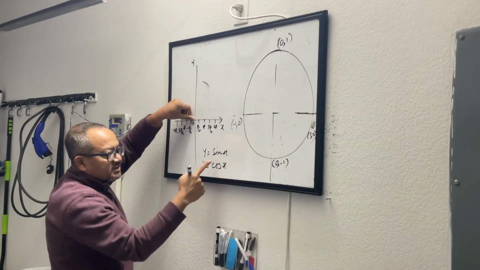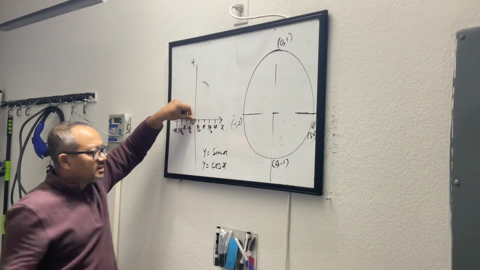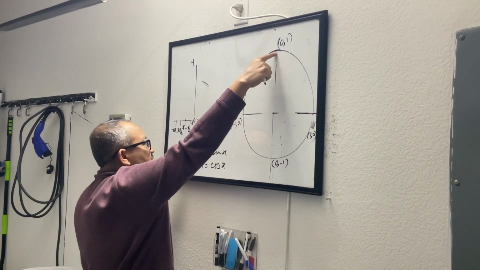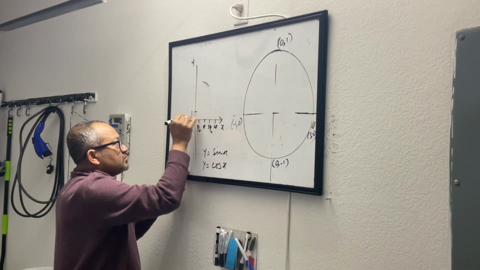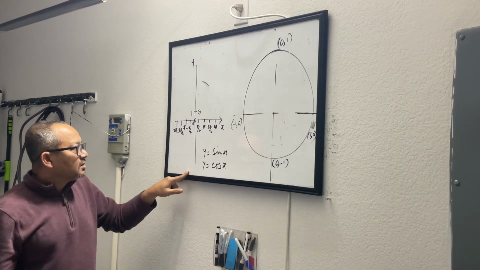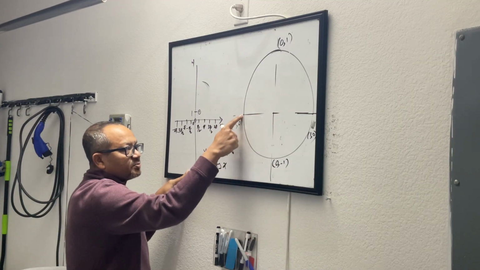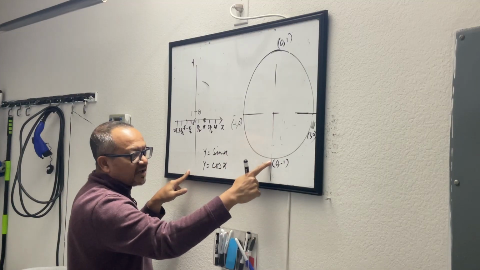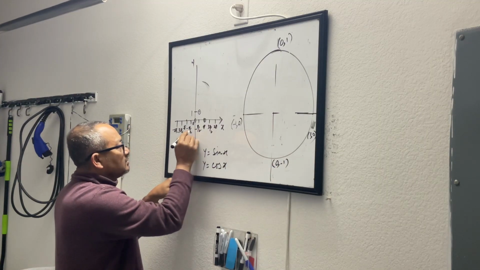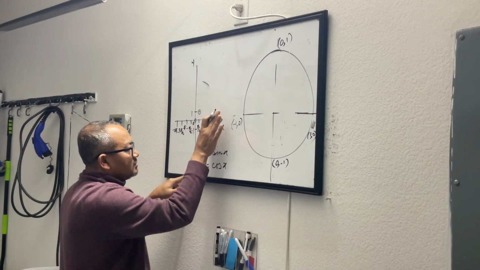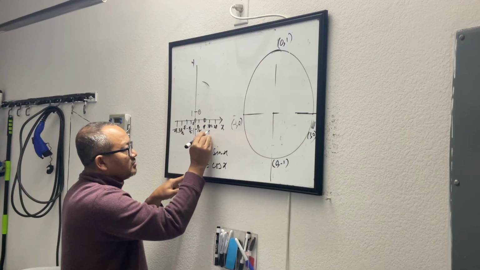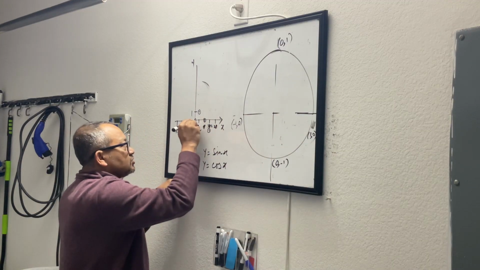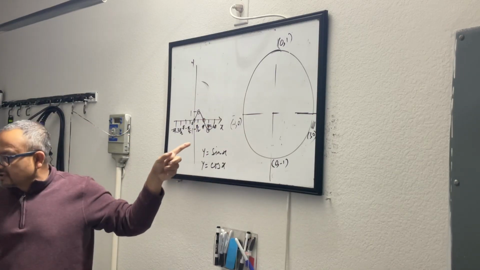the angle is 0, sine of 0 is 0, right? So y will be 0. When my angle is pi by 2, my sine of pi by 2 will be 1, so this is 1. When my angle is pi, my sine becomes 0. When my angle becomes 3 pi by 2, my sine becomes minus 1. When my angle becomes 2 pi, my sine becomes 0 again. So if I join these, this is my sine curve.